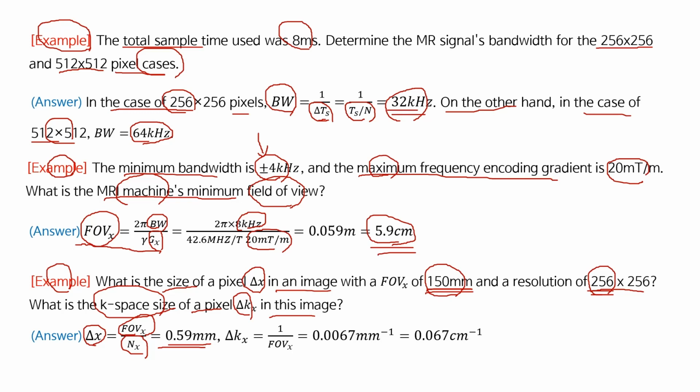The pixel size in the k-space is the inverse of FOVX, FOV. So we can have the pixel size in the k-space obtained as 0.067 inverse of a centimeter.